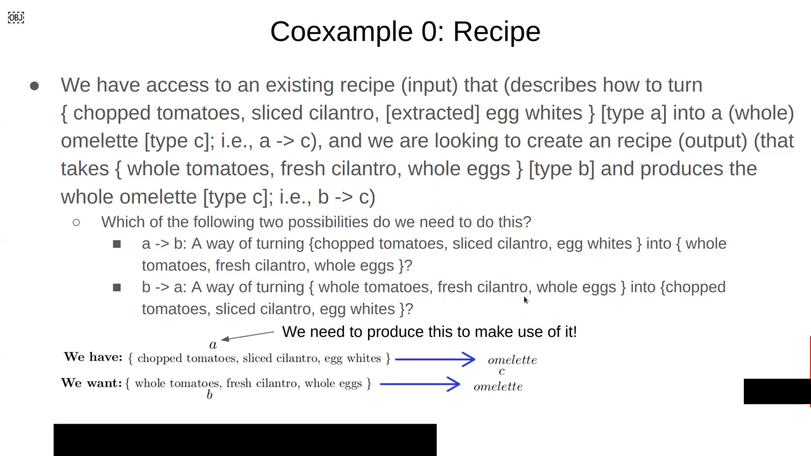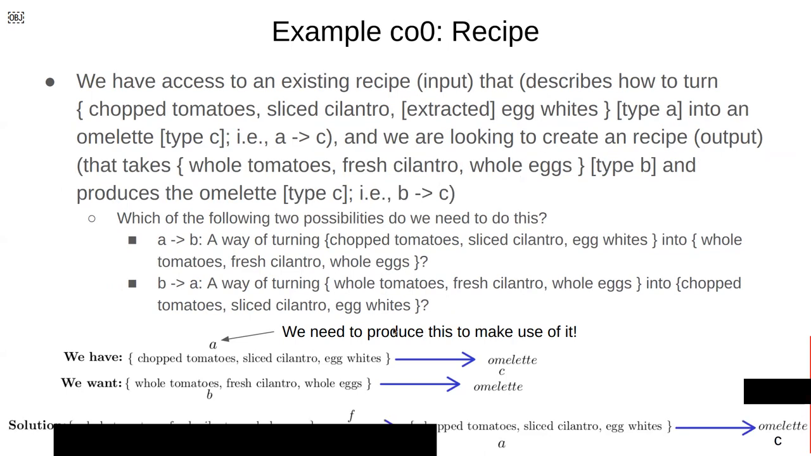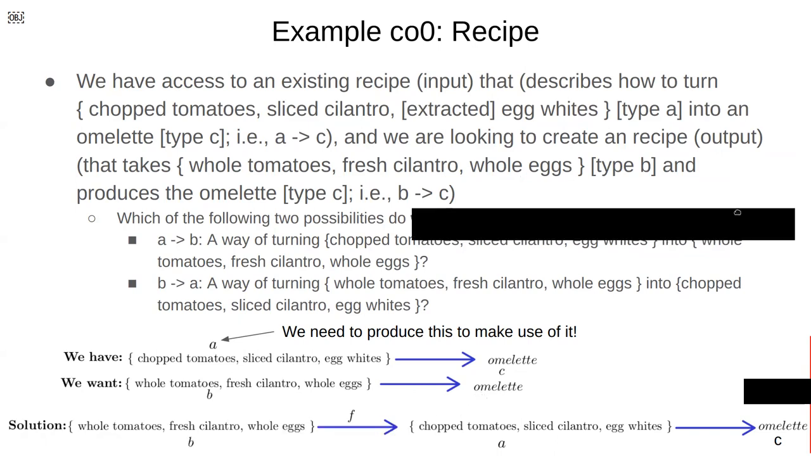That's what we need to do. We need to turn whole eggs into egg whites. So what I'm saying here is, the original recipe is this. This is what we want: something that takes whole eggs and turns it into an omelet, which in both cases are called C.